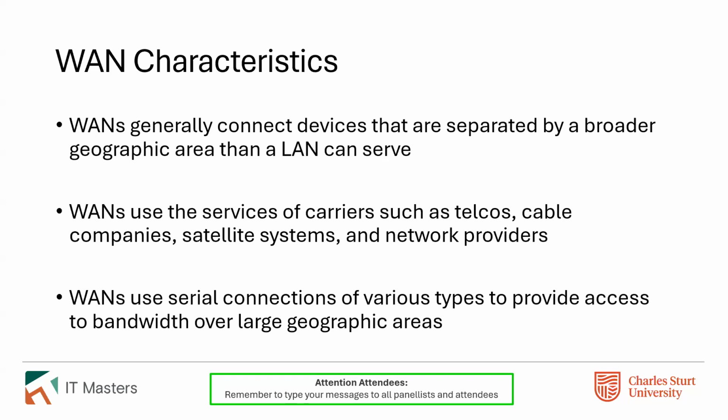maybe not quite as fast. You might have a LAN running at 10 gigabits per second or even faster, whereas you might have a WAN that's running at 1 gigabit per second.